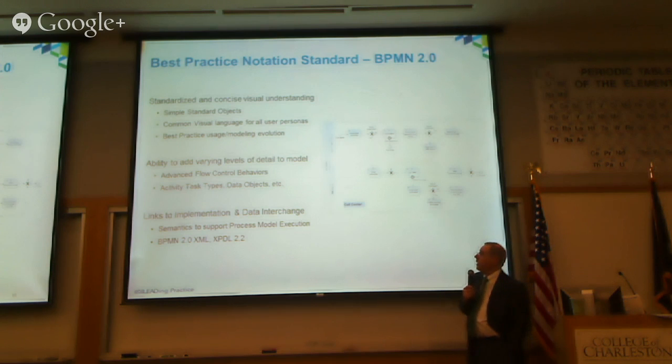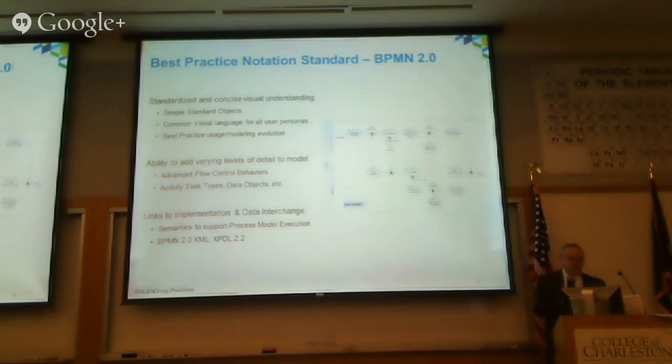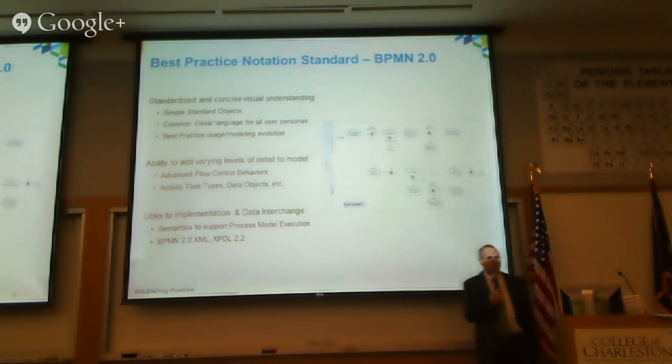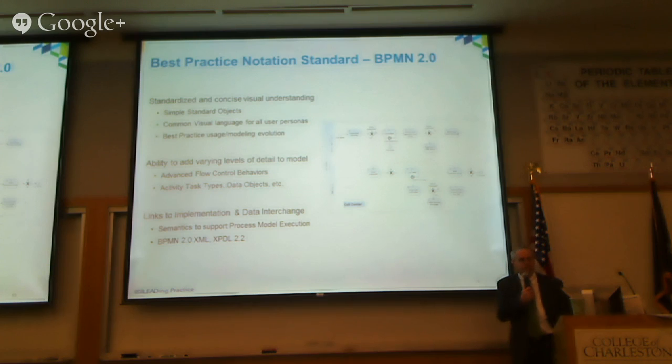So, where are we today? We have BPMN 2.0. It's a great standard to get started from. It has addressed many of the things that I've just talked about in terms of standard and concise visual understanding of these models. There's simple standard objects, and one of the reasons that it has been so successful and been driven so much is because it looks very much like the standard flowcharts of old. It has that same sense to it. And so people can adopt and recognize the information. They only have to evolve a certain amount of understanding to accept it.